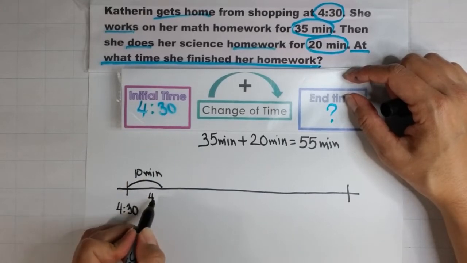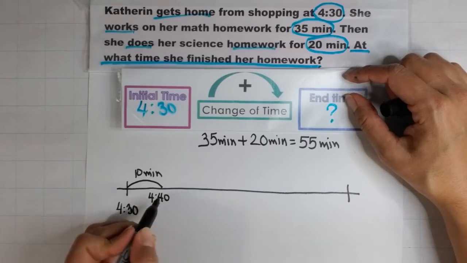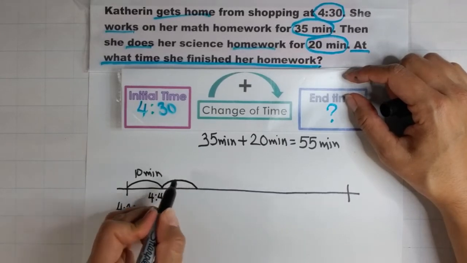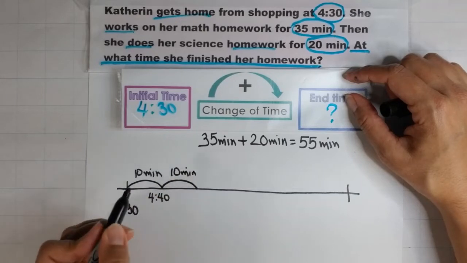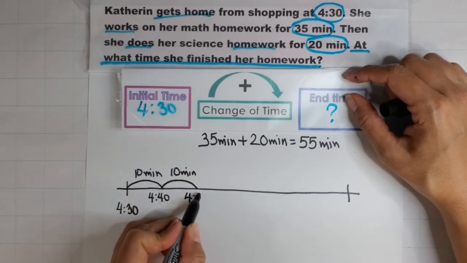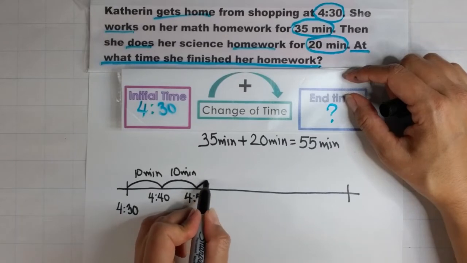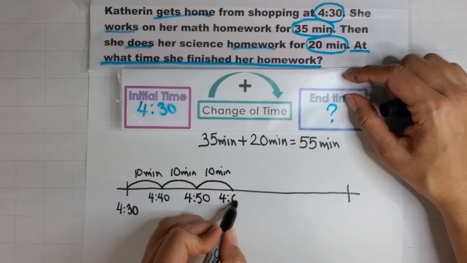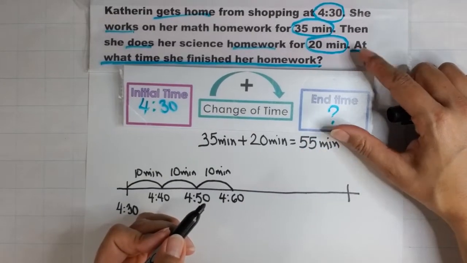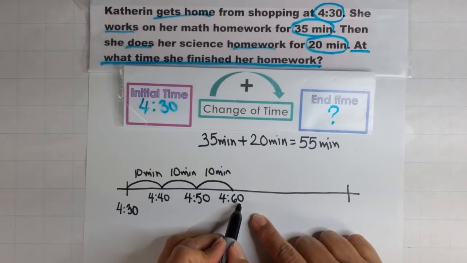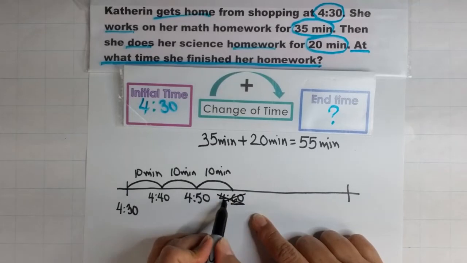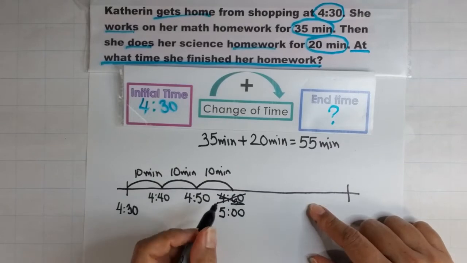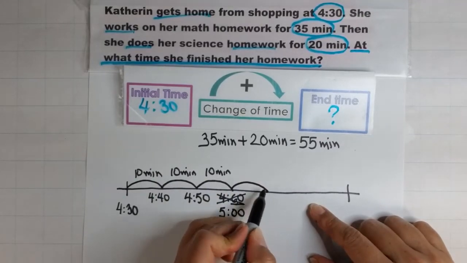And it's going to be 4:40. Then I'm going to add 10 more minutes. And now it's going to become 4:50. I'm going to add 10 more minutes. And it's going to become 4:60. But now let's remember that we don't have such a time as 4:60. We know that every time we get 60 minutes, we're going to get 1 more hour. So this time is going to go away, and 4 hours plus 1 more hour is going to be 5 o'clock.